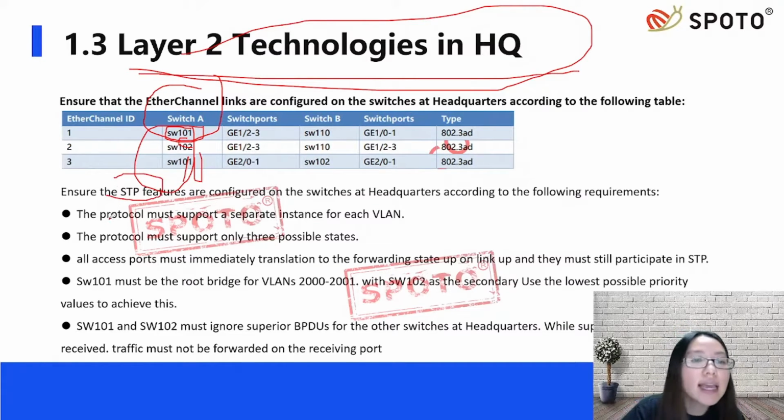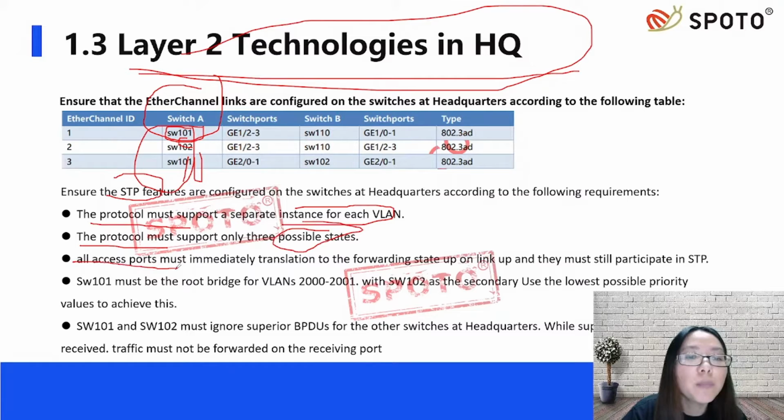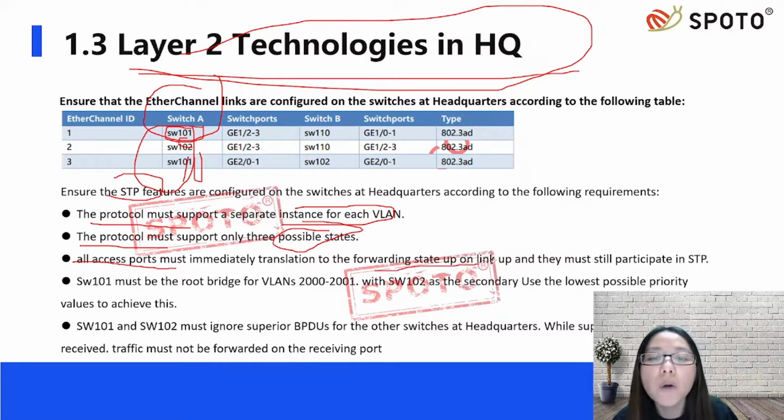You can see the protocol must support a separate instance for each VLAN. Okay, each VLAN. And second, the protocol must support only 3 possible states, and all access ports must immediately transition to a forwarding state upon link up, and they must still participate in STP.